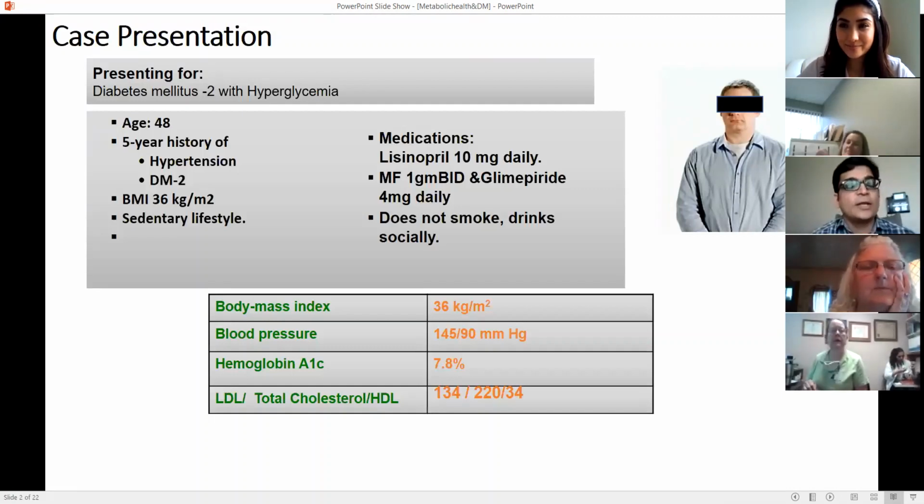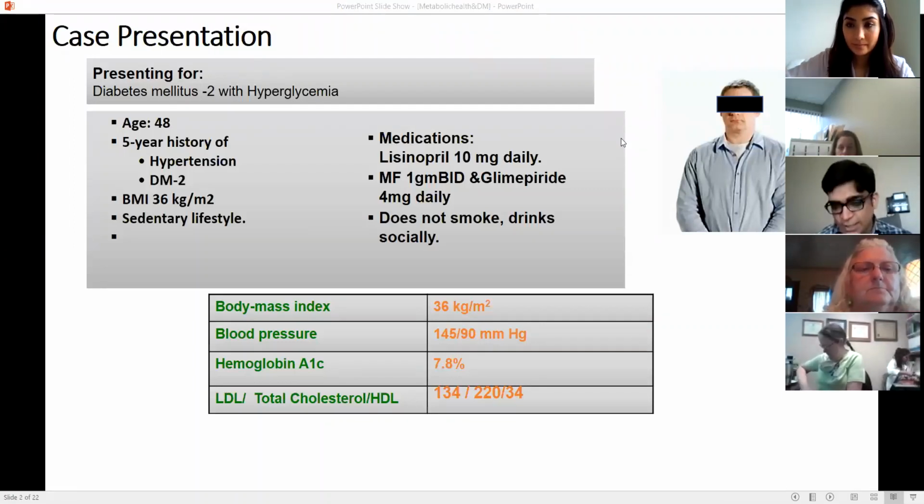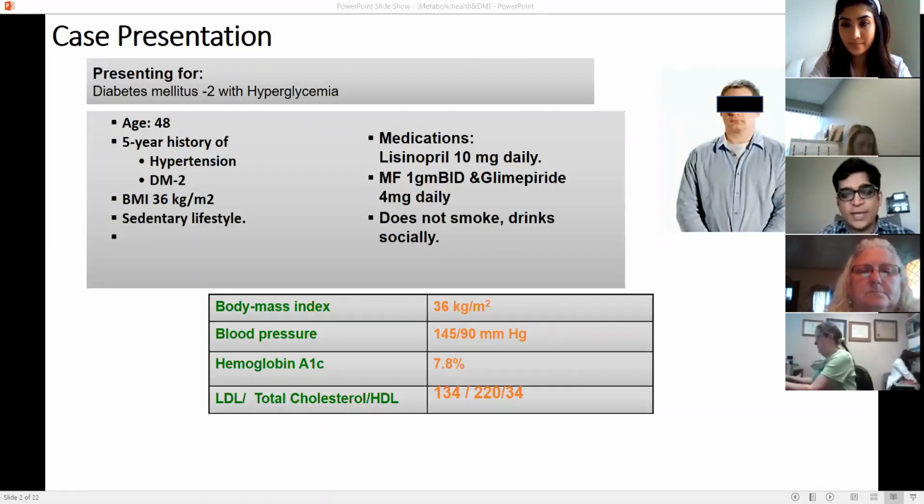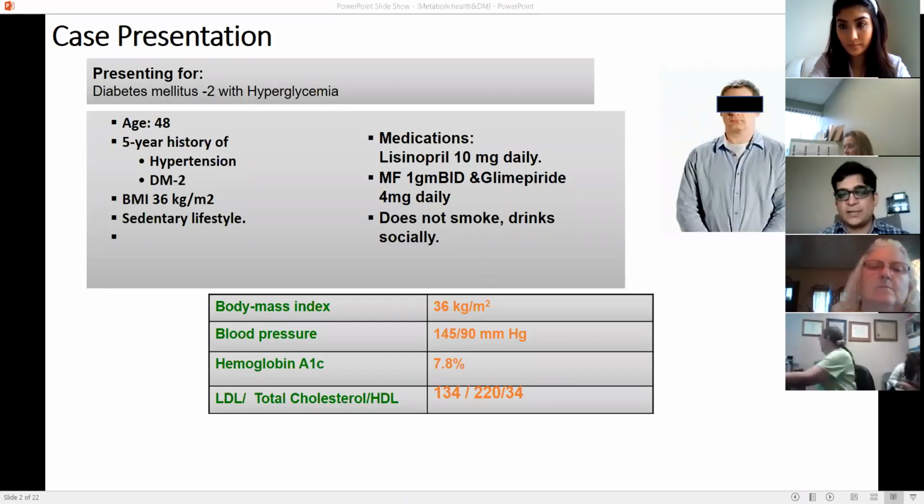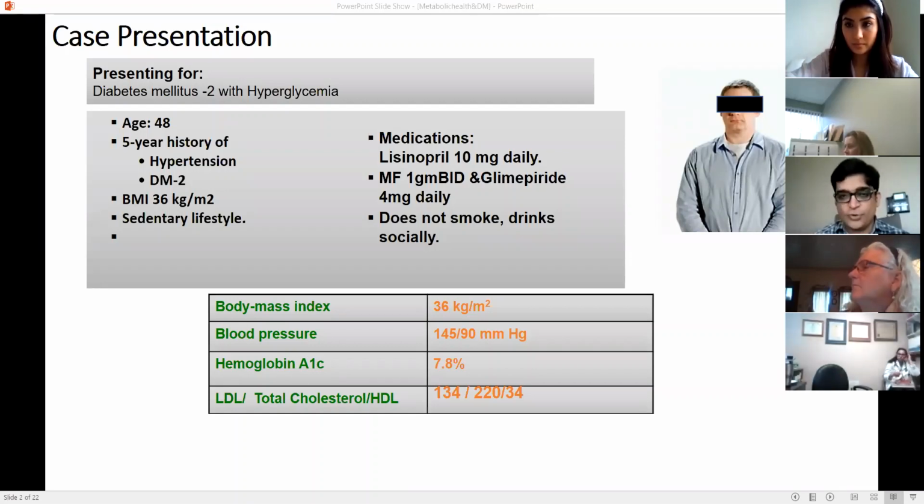All right. So remember we talked about this patient 2 weeks ago. Let me just refresh if people are joining me for the first time. This is a patient who is 48, I'm seeing for diabetes mellitus, and blood sugars are running high. He's diabetic for the last 5 years, and he also has history of hypertension along with diabetes. The pertinent exam is that his BMI is 36. Social history, he has a sedentary lifestyle. Medications: lisinopril 10 milligrams, full dose of metformin, and also on glimepiride. Patient does not smoke or drink.